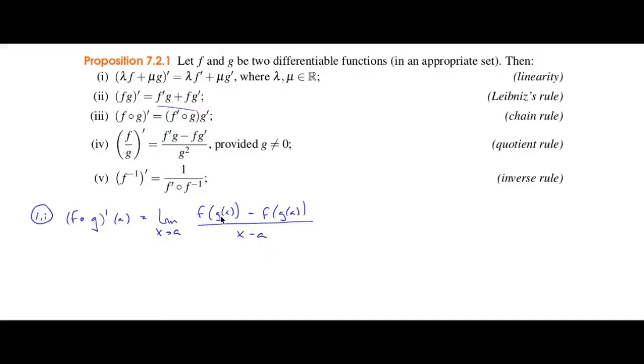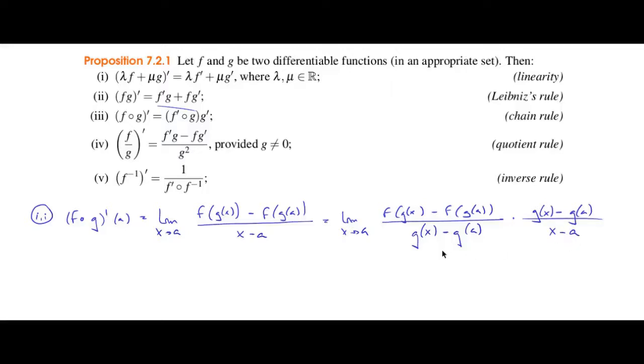But then you see that there's a g(x), g(a). If we had a g(x) and g(a) in the denominator, we could write this as the derivative of f at g, right? So let me multiply and divide by g(x) minus g(a). So this is f at g(x) minus f at g(a) divided by g at x minus g at a, times g at x minus g at a divided by x minus a, right?